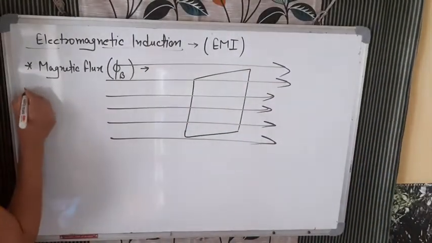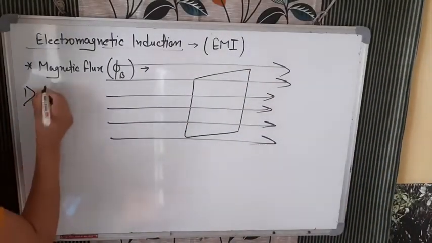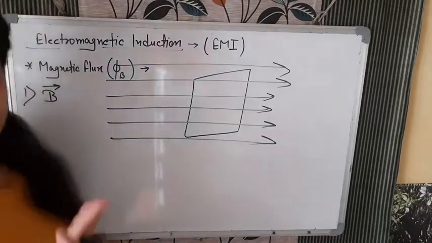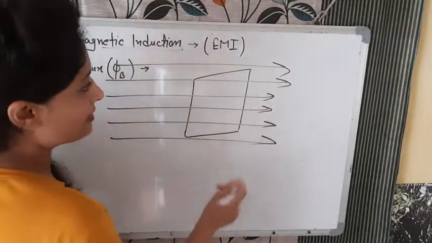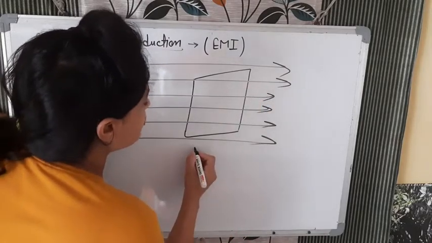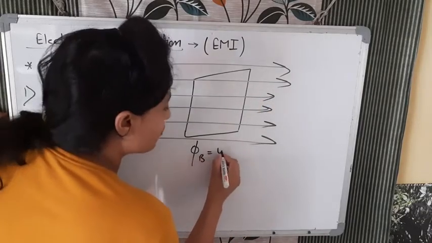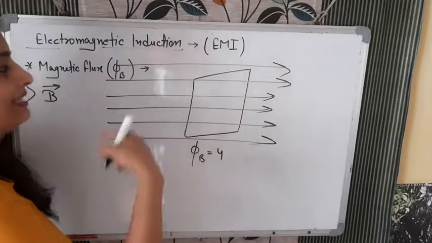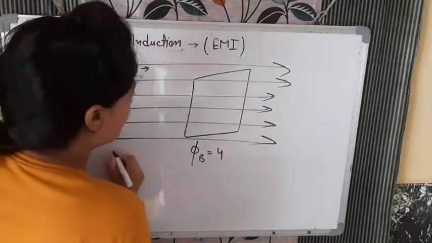It depends, first factor is B, magnetic field. More will be magnetic field. For example, this was here. What is the value? 1, 2, 3, 4. 4 magnetic field lines. So here phi B का value कितना है? 4. Now if I am saying that I will increase the magnetic field here, so what will happen?